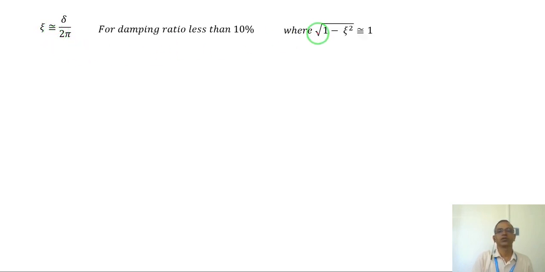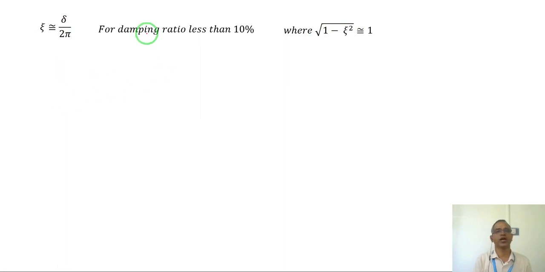If j is less than 10%, let us say 0.1, the square of that is 0.01, and 1 minus 0.01 is 0.99. The square root of that will be 0.995 or so, which is very close to 1. That is why I can neglect the term, taking it to be 1. So j will be equal to delta by 2 pi.